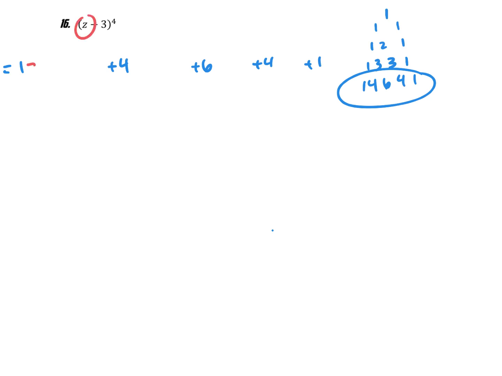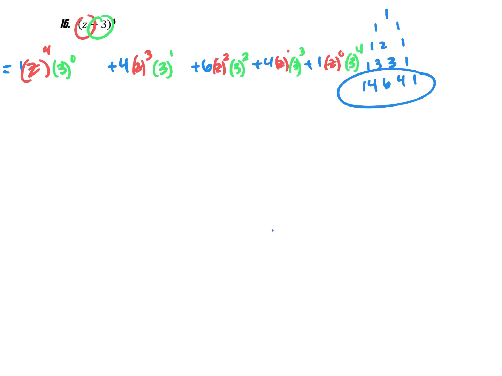First term is z, so z to the 4th, z to the 3rd, z to the 2nd, z to the 1st, z to the 0. And then this is a plus 3. So 3 to the 0, 3 to the 1, 3 squared, 3 cubed, 3 to the 4th.